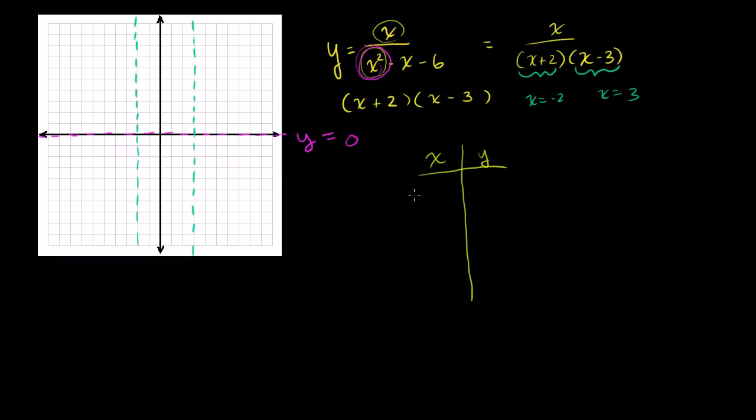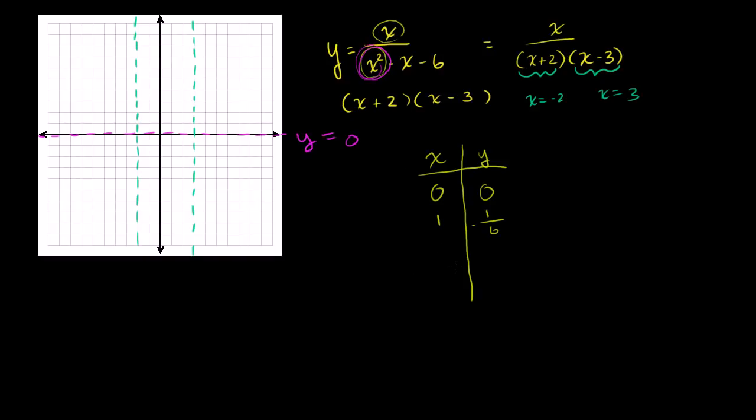There's our table. When x is equal to 0, what is y? X is 0. We have 0 over 0 minus 0 minus 6. 0 over negative 6 is just 0. When x is equal to, let's just try when x is equal to 1. What do we have? We have 1 over 1 squared minus 1 minus 1, that's just 0. So we have negative 6.